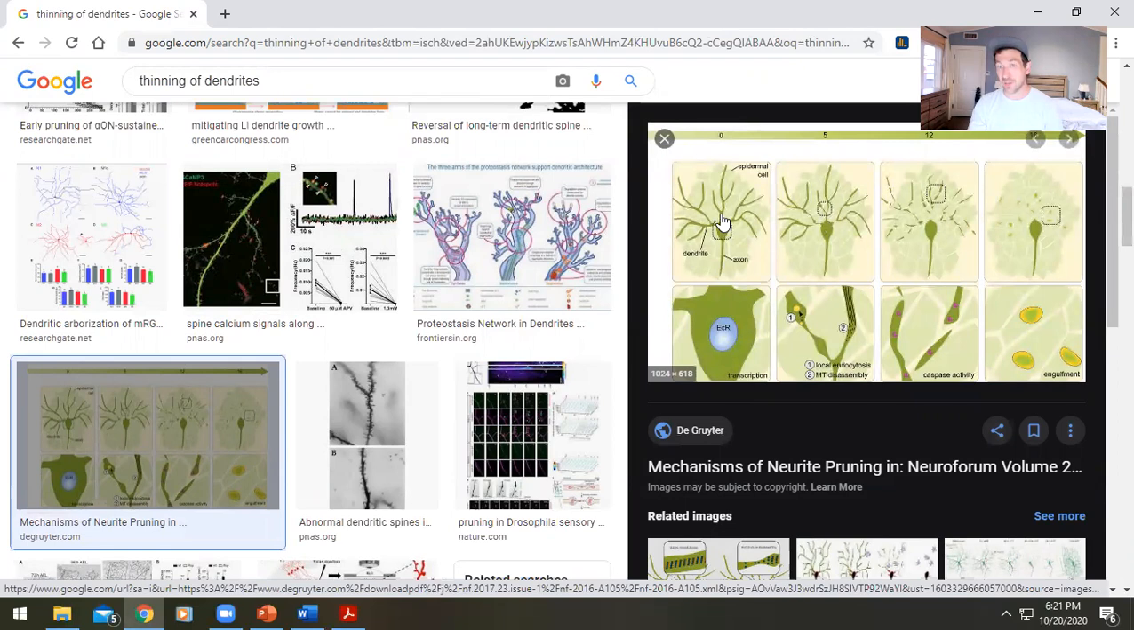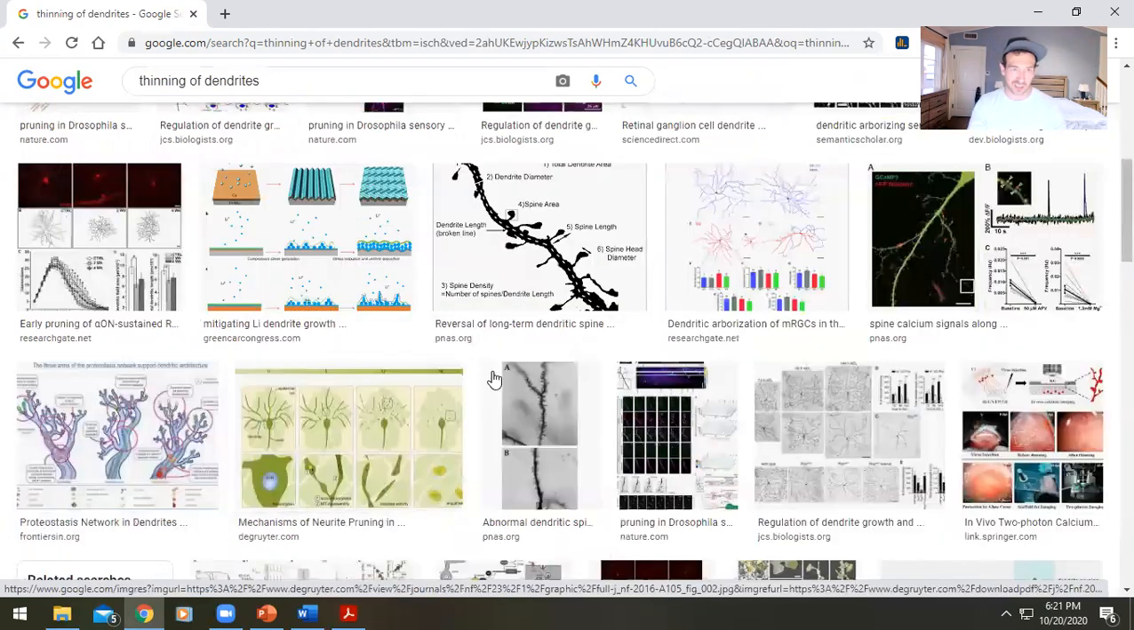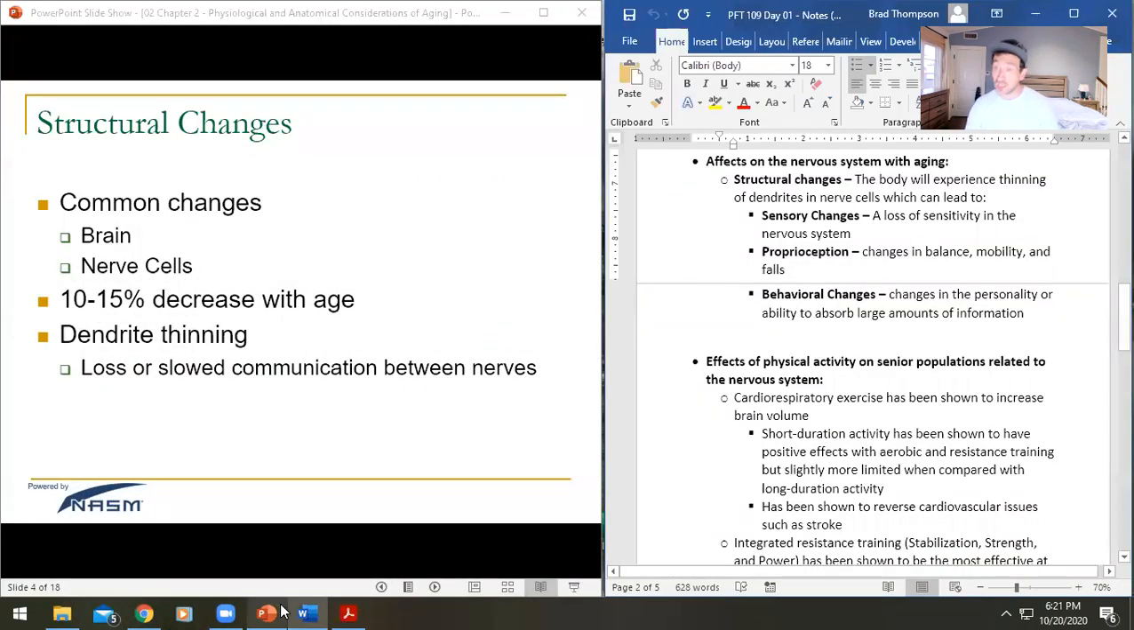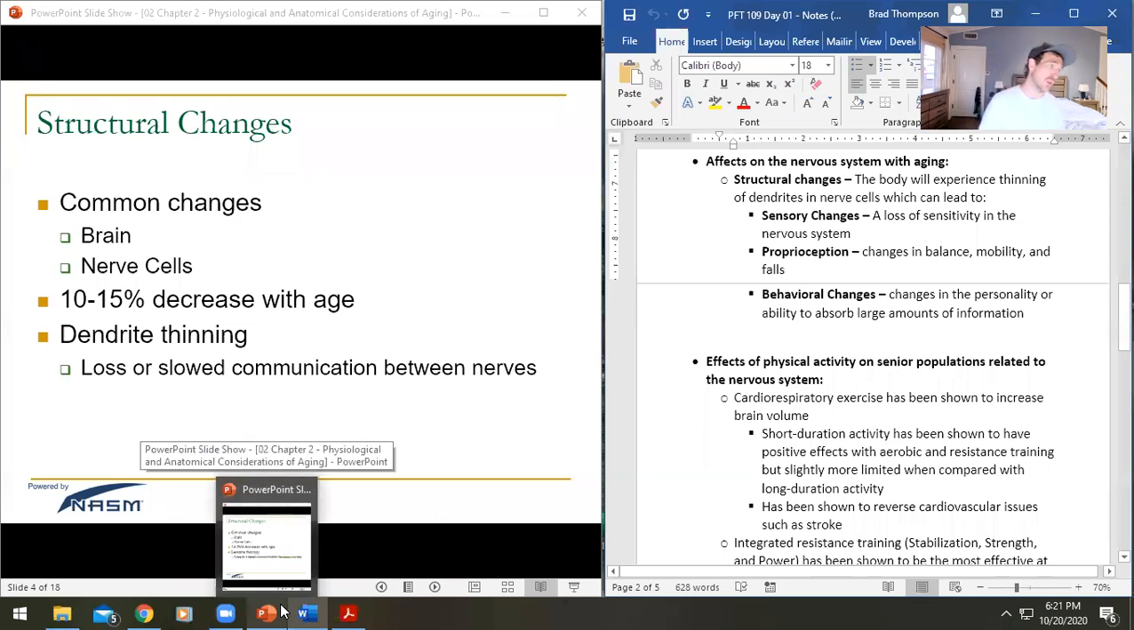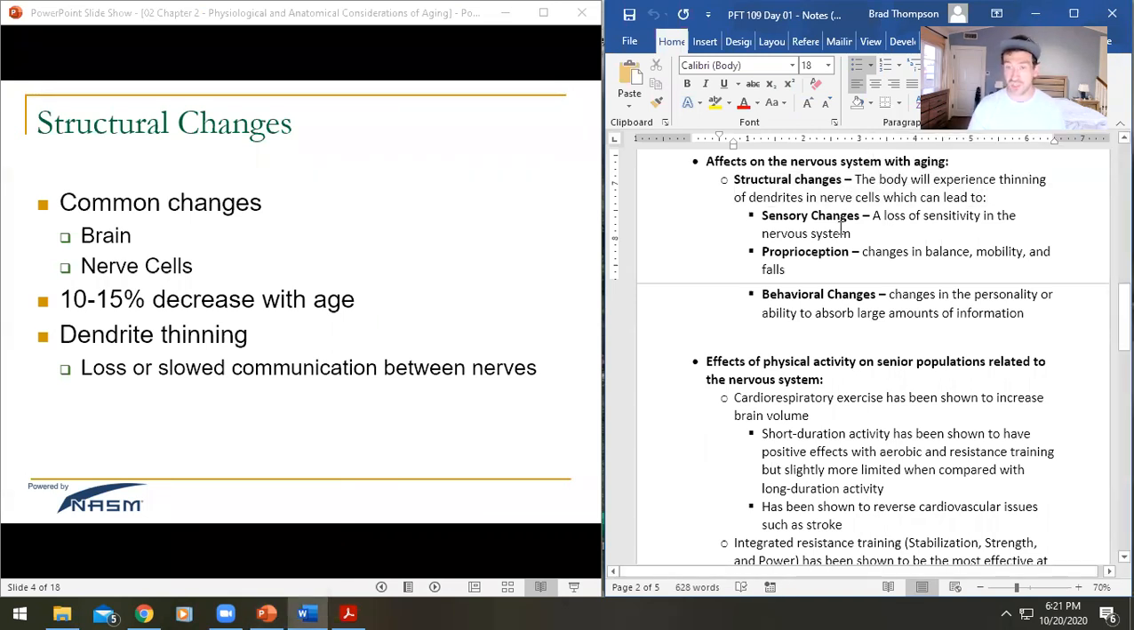I guess this kind of works though, but you can see they do get thinner and thinner, and that's going to make it much harder for communication to happen in the nervous system. So signals are going to get lost, signals are going to travel a little more slowly. That's part of what we see in terms of structural changes. That can lead to sensory change. So we see a loss of sensitivity in your nervous system. We also see a loss of proprioception.